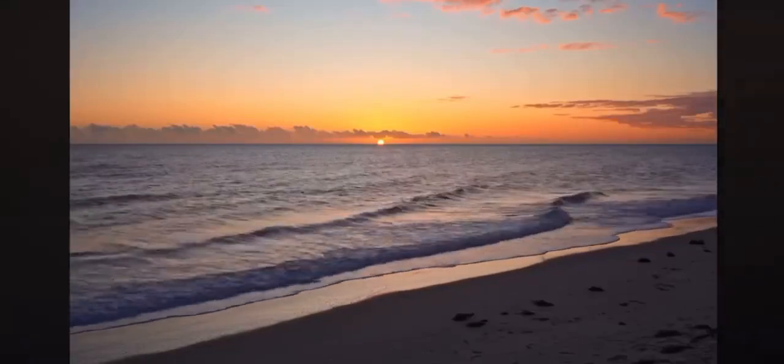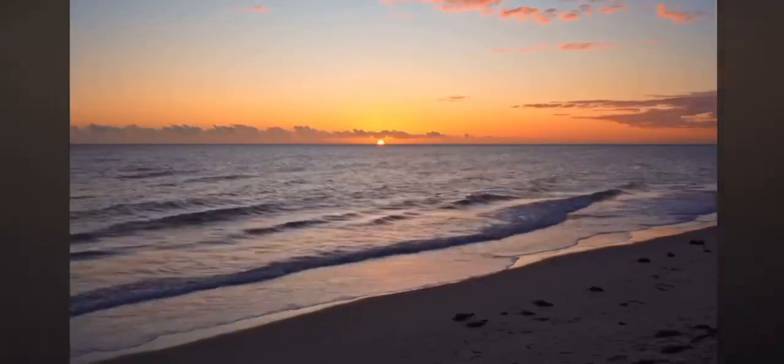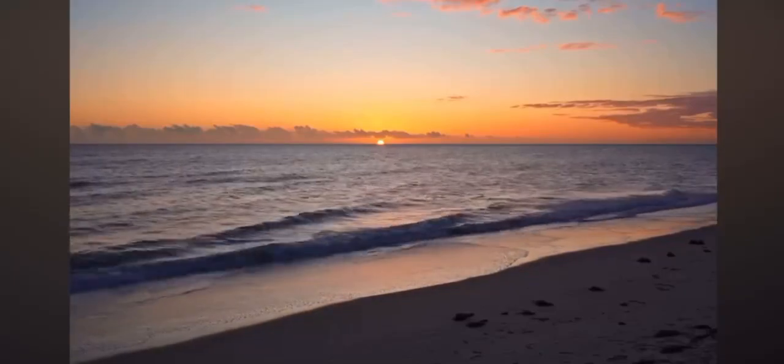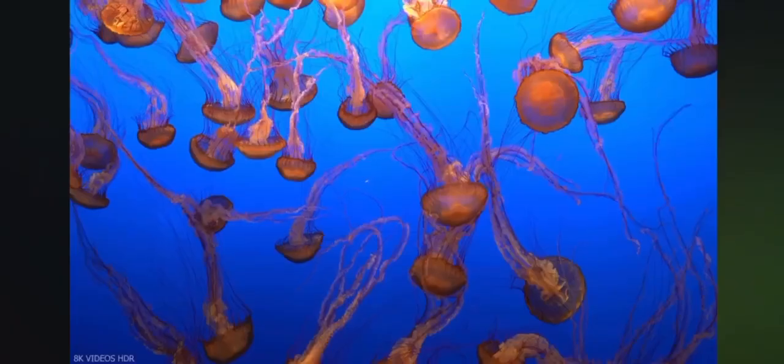This is why I find ocean waves and currents so fascinating. They are the lifeblood of our planet, shaping climates, ecosystems, and even life itself.